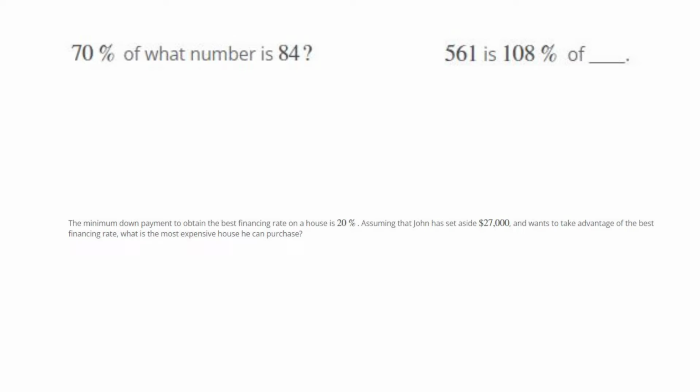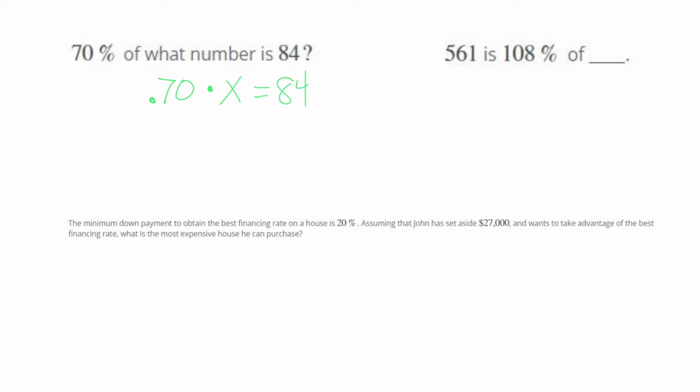So let me go ahead and I'm just going to jump in and do this top left one. It says 70%. To do the equation, I got to back the decimal up 2 places. So that's a 0.70. Of means multiply. And then it says what number? Oh, I don't know what number. So I'm going to put an x there. Is 84.